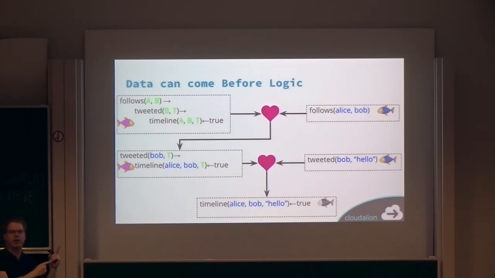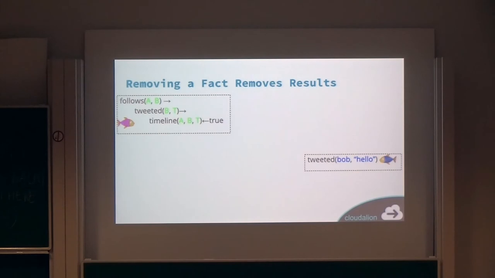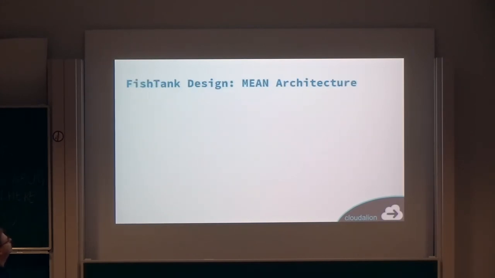It's called data migration. How do you upgrade the application where you already have data in your database? Of course, when you remove something from a fish tank, all its descendants are removed. So you have a situation where the results for all the queries are reflected only by what is currently the raw facts that are right now in the fish tank.